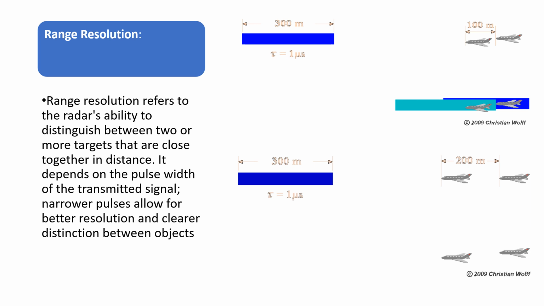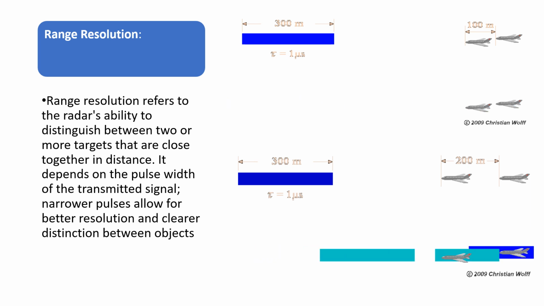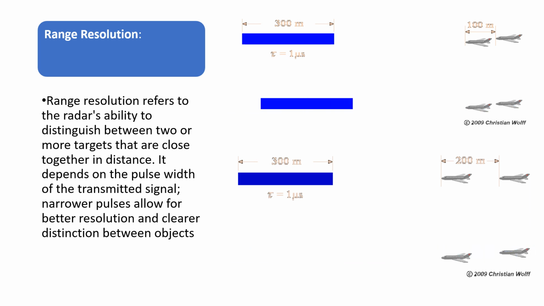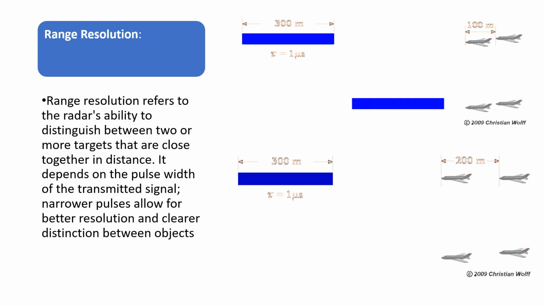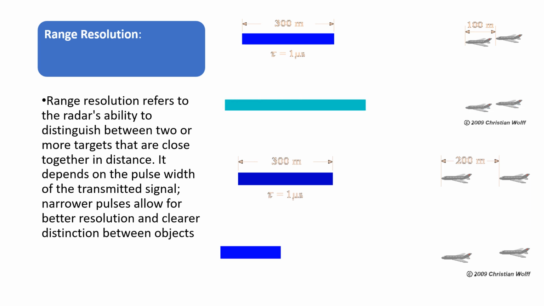Coming to range resolution, it is the radar's capability to differentiate between two or more target locations close to each other. It is influenced by the pulse width of the transmitted signal, with narrower pulses providing better resolution and clear target separation. You can see these animations.